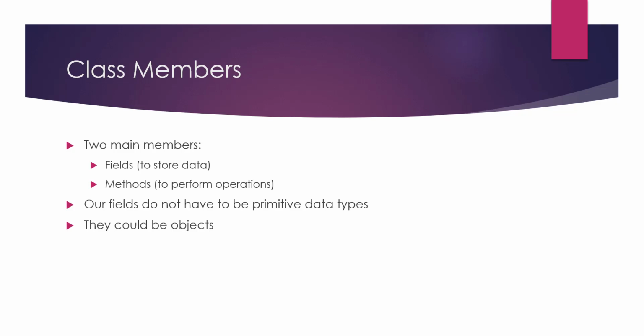The other type of members we have in our classes are methods, and we use methods to perform operations. For example, to calculate the GPA for that student or to get their name or their ID.